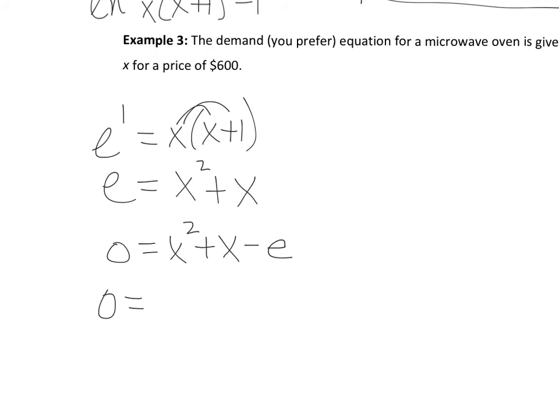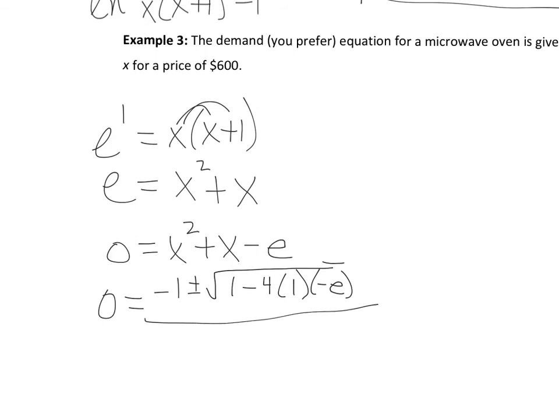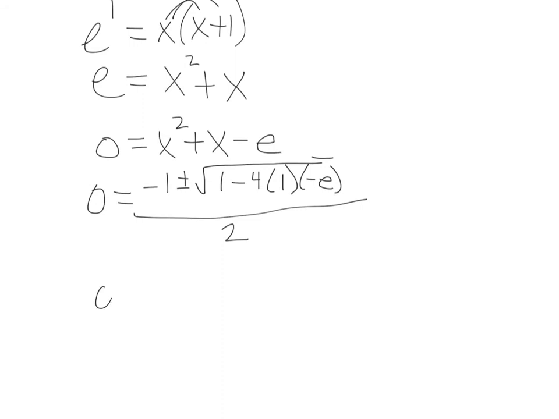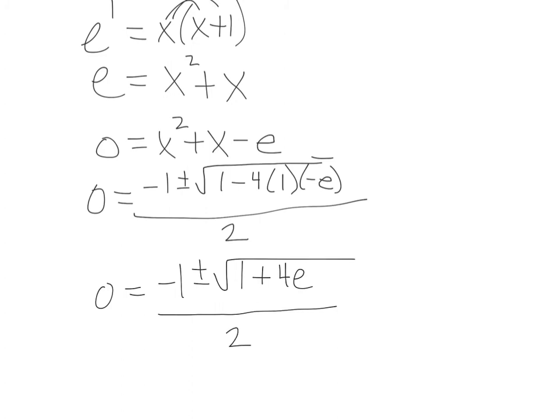So we're just going to plug it in and see what happens. Opposite of b, which again would be opposite of 1, plus or minus square root of b squared, which is 1 squared, would just be 1, minus 4 times a, which is 1, times c, which is negative e, all divided by 2a. 2 times 1 is just 2. Let's go ahead and simplify that. x equals negative 1 plus or minus root 1, and that'd be negative 4 times negative e would be plus 4e, all divided by 2, and that would be exact form.